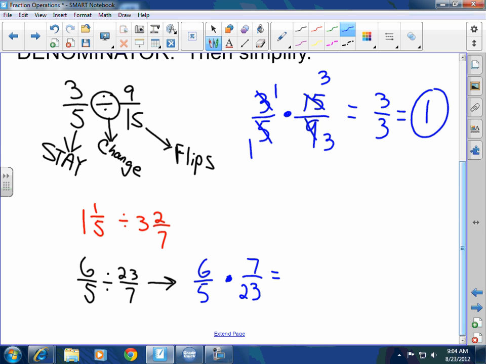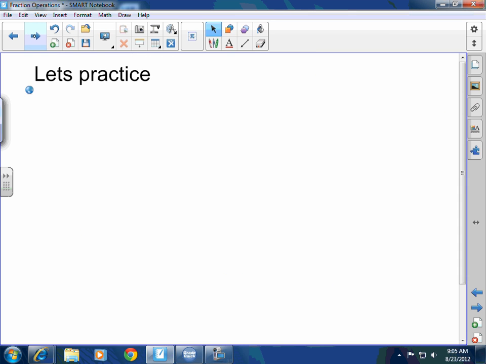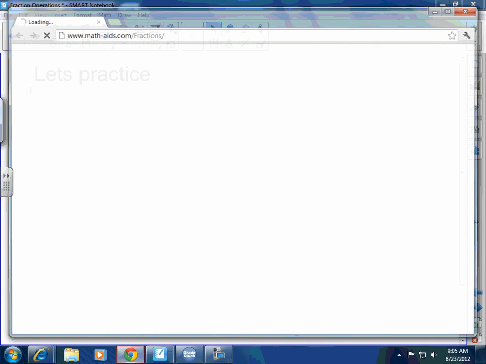You cannot cross reduce here. You're out of luck in this case. 6 times 7 is 42. 23 times 5 is 115. You're golden. That's it. You cannot reduce anymore. Does that make sense so far? Promise? Okay. Awesome. Got 5 minutes left, so let's practice.